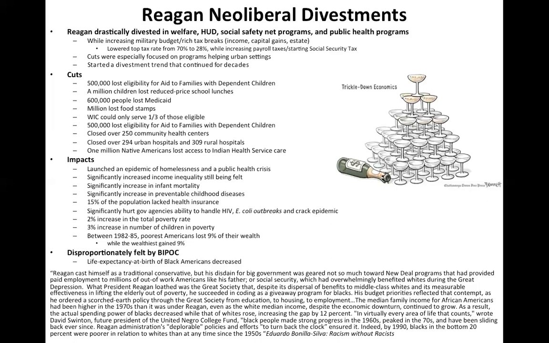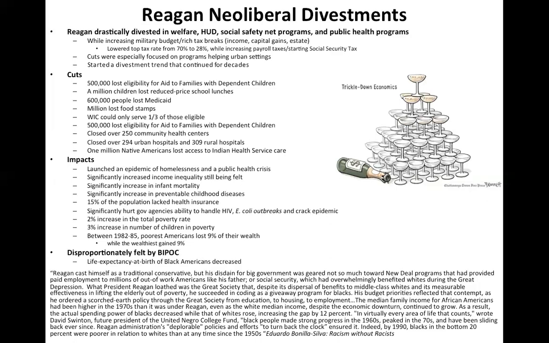His budget priorities reflected that contempt, as he ordered a scorched earth policy through the Great Society, from education to housing to employment. The median family income for African Americans had been higher in the 1970s than it was under Reagan, even as white median income, despite the economic downturn, continued to grow. As a result, the actual spending power of Blacks decreased while that of whites rose, increasing the gap by 12%.